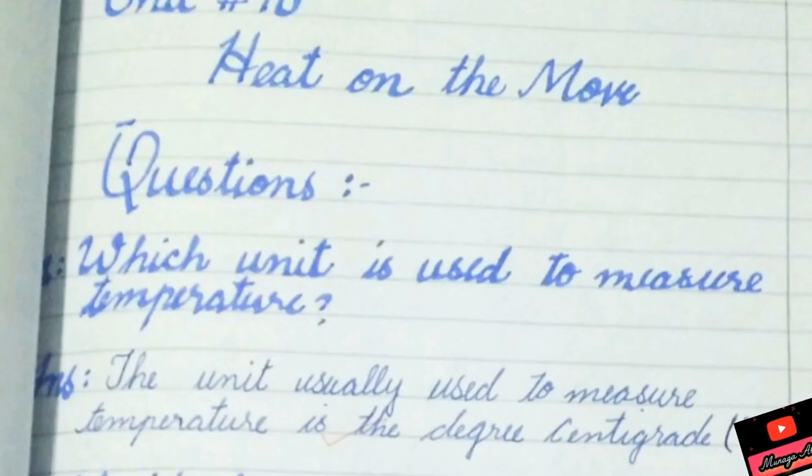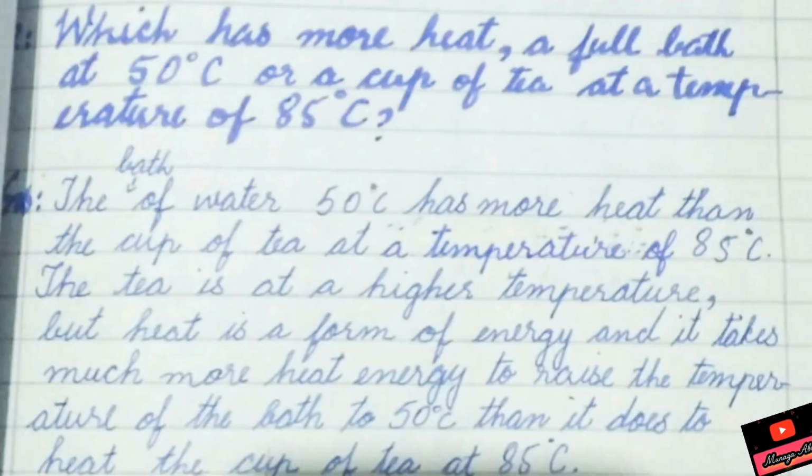Question number 1 is, which unit is used to measure temperature? It is degree centigrade. Question number 2 is, which has more heat? A full bath at 50 degrees centigrade or a cup of tea at a temperature of 85 degrees. You will be thinking that the answer will be the 85 degree centigrade cup, but heat is actually the total energy of all the particles. So a cup of tea has fewer particles and a full bath has more particles. So the correct answer is the bath of water at 50 degrees centigrade has more heat than the cup of tea at a temperature of 85 degrees centigrade. The tea is at a higher temperature, but heat is a form of energy and it is total.